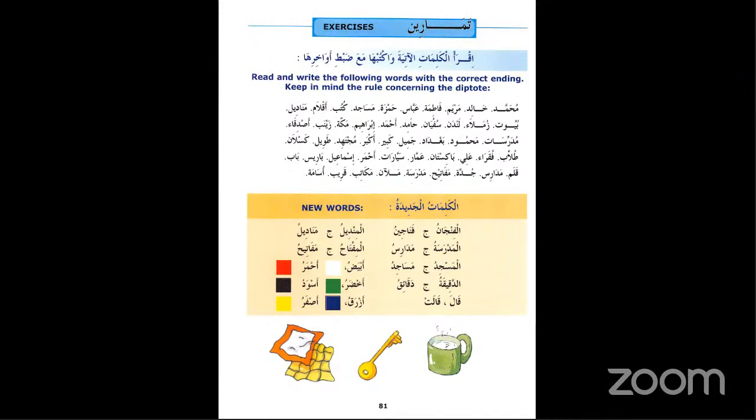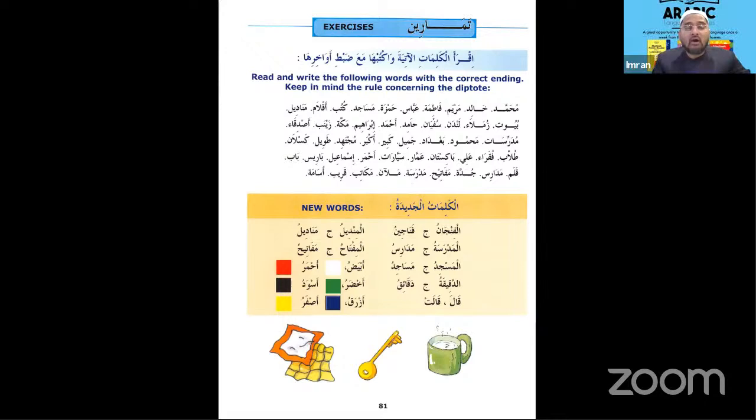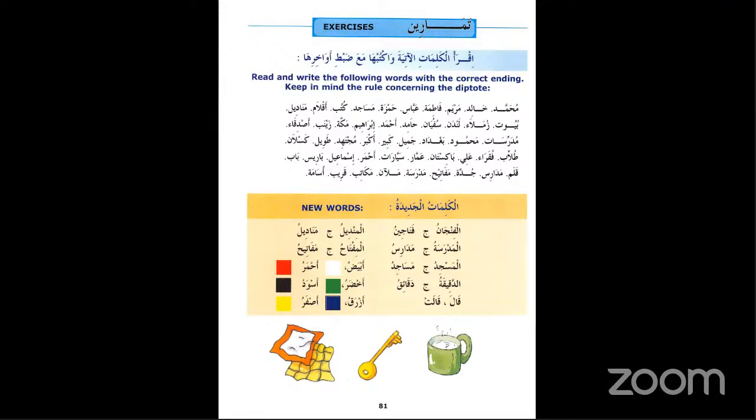Also I mentioned female names like Fatimatu, Hamzatu, Mariamu, any female name which has a ta marbuta. It doesn't get a dhamma tanween. It only gets one dhamma. Clear? So these are called diptotes.